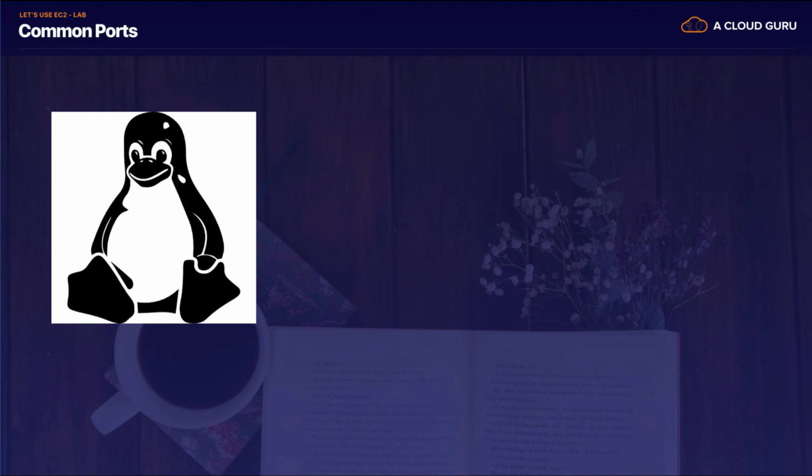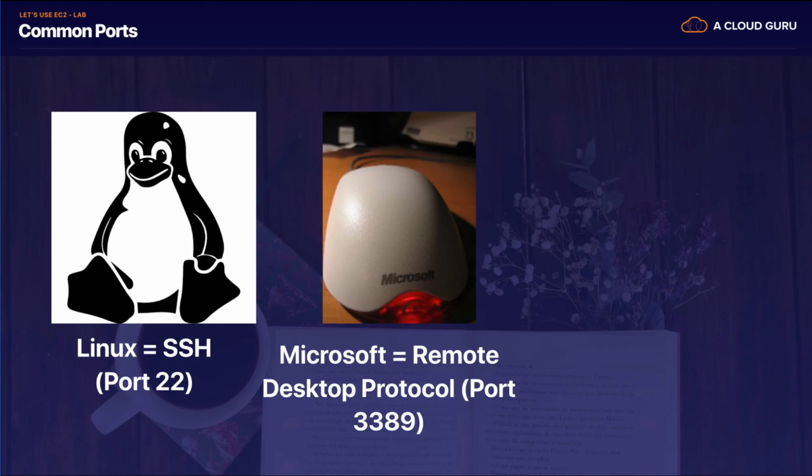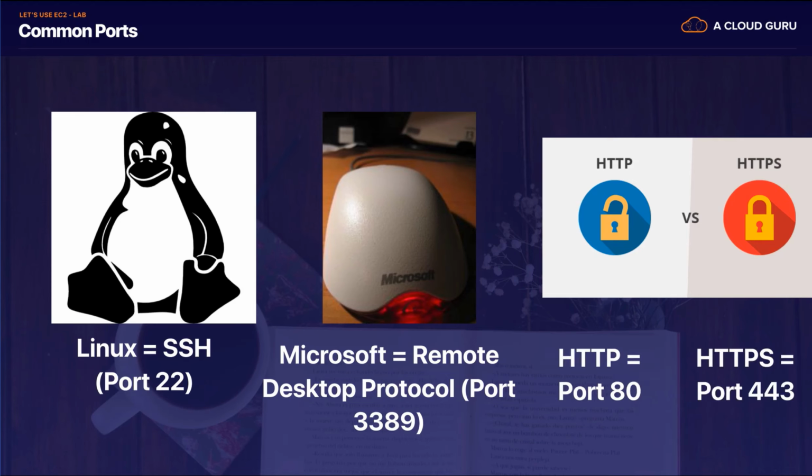Then we learned that computers, like human beings, communicate in a variety of different ways. So Linux servers, if you want to administer them, you use SSH, and that's on port 22. Microsoft computers or Windows servers, if you want to administer them, you use RDP, or Remote Desktop Protocol. That sits on port 3389. We also learned that HTTP and HTTPS work on port 80 and port 443.